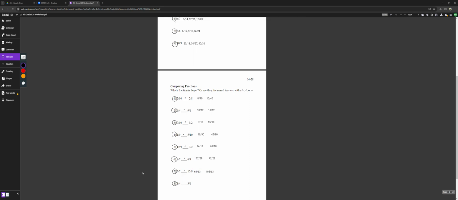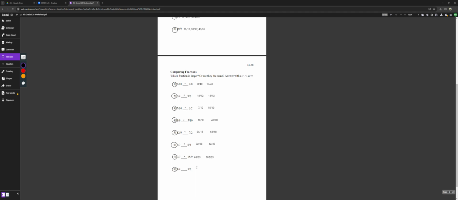For number 8, we have 1 over 4 and 3 over 6. We compare these two because they have a common denominator of 12. So multiply 1 over 4 by 3, we have 3 over 12. And then multiply 3 over 6 by 2, so you get 6 over 12. And 3 over 6 is bigger.